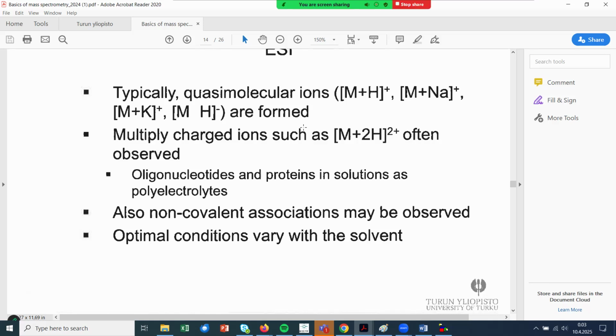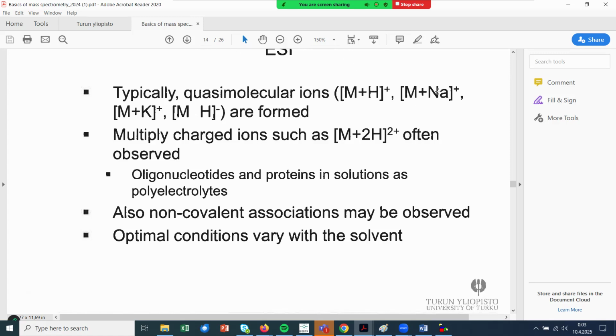As I mentioned, the quasimolecular ions are there. So almost the molecules, but something has been added or taken away. And my examples were this protonated or deprotonated, M plus H plus, M minus H minus. But additionally, we see these kind of adduct ions, sodiated molecular ions and the molecular ions with added potassium.